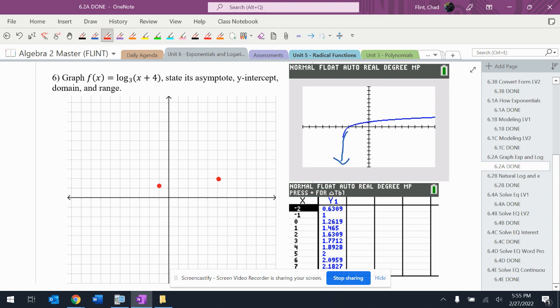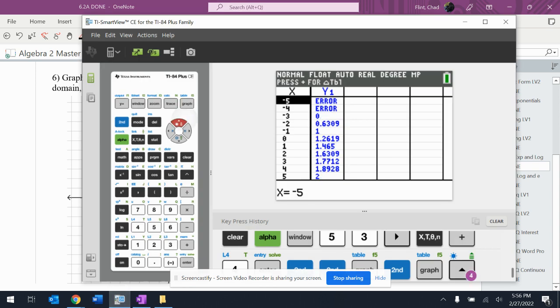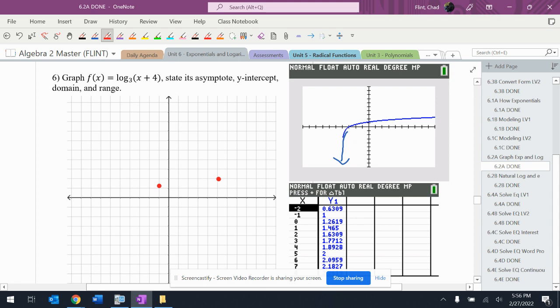All right, what am I going to do? Well, I am going to go back to my calculator here for a minute. And I'm going to scroll up. And as you can see, it gets to negative 3. It's a 0. And then it turns into error at negative 4. All right, that means that at negative 4 is where my asymptote is.